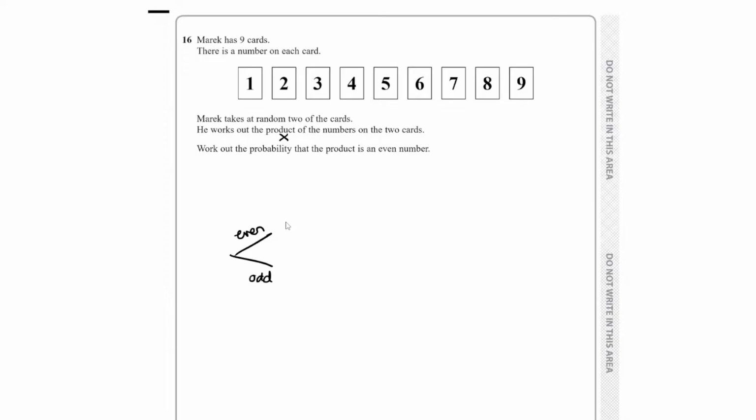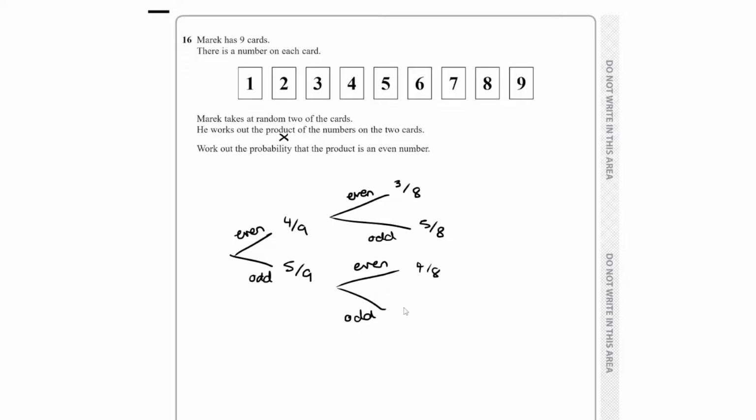So even cards, we've got 4 out of 9 initially. Obviously then odd is 5 out of 9. But because they're saying that he takes 2 cards at random, I don't think he replaces it. So then even would be 3 out of 8. Odd, 5 out of 8 still. So just be aware of that. I think it is that they don't replace the card. So even here, 4 out of 8 and 4 out of 8 for odd.